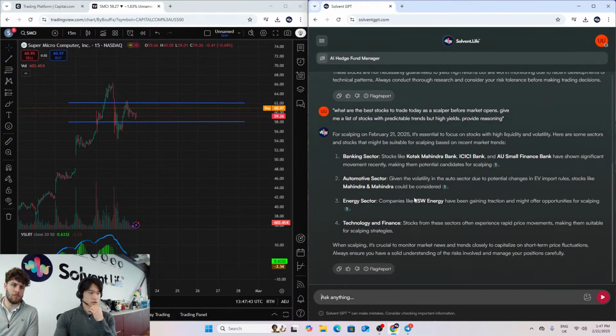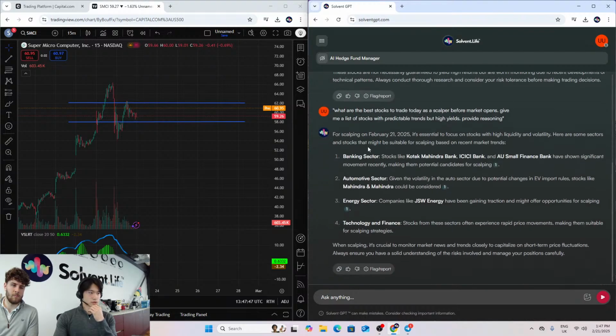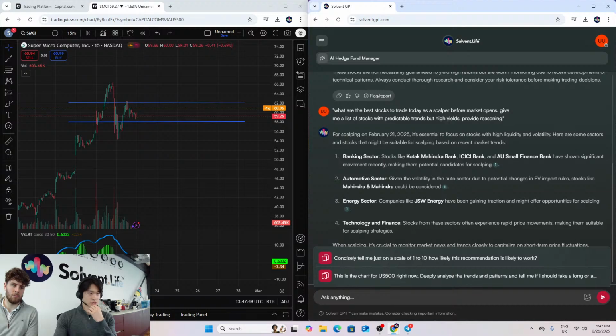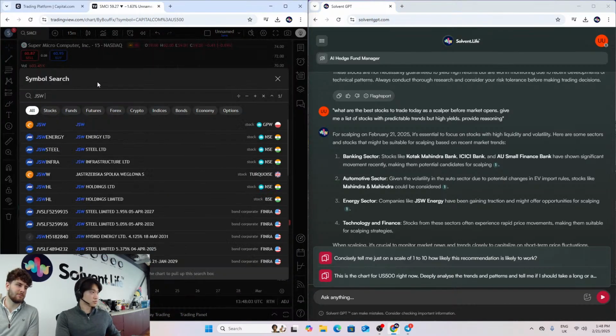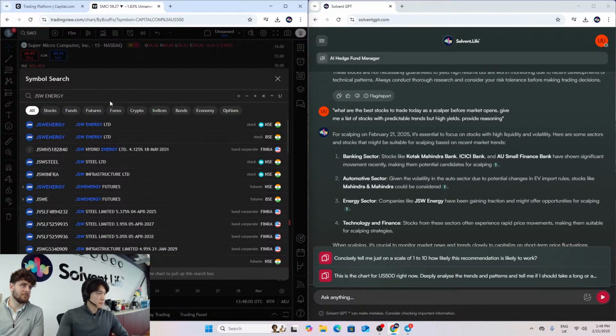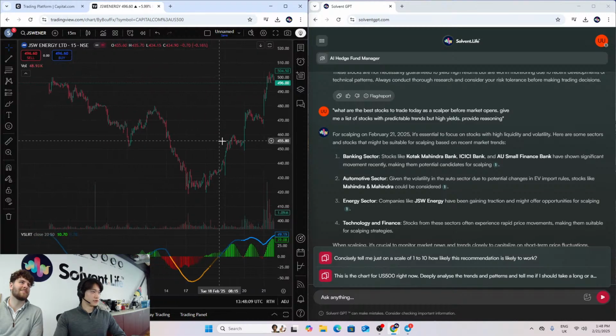All right. So banking sector stocks like Kotak Mahindra Bank, automotive sector, and the energy sector. Let's try JSW Energy. Some Indian stocks here. Lovely.